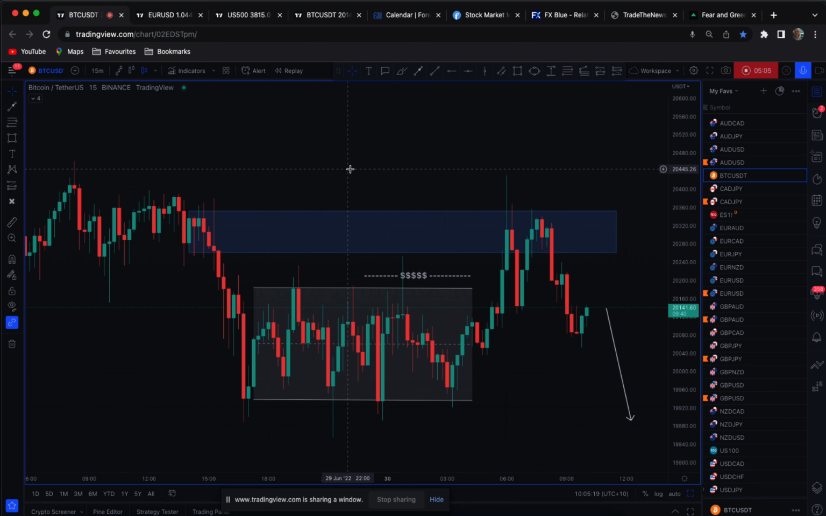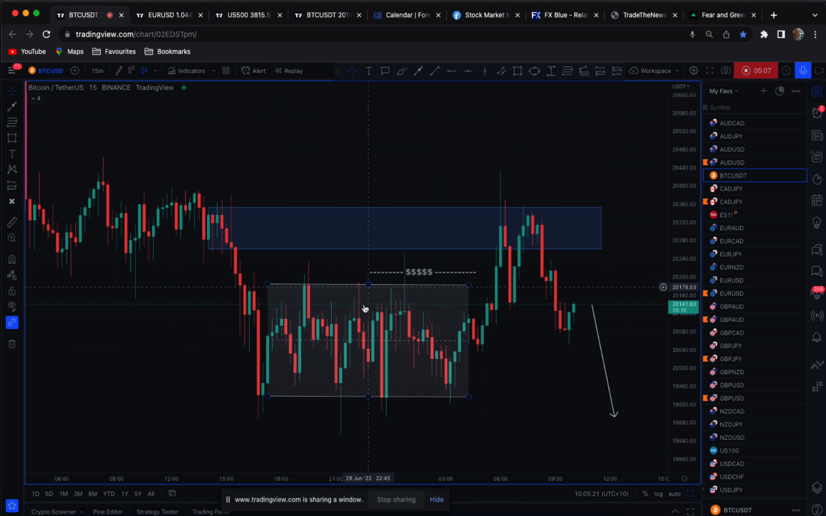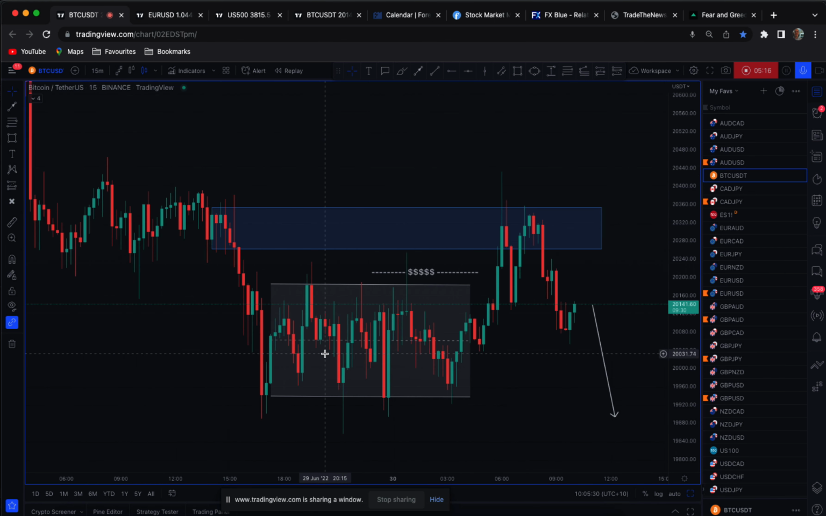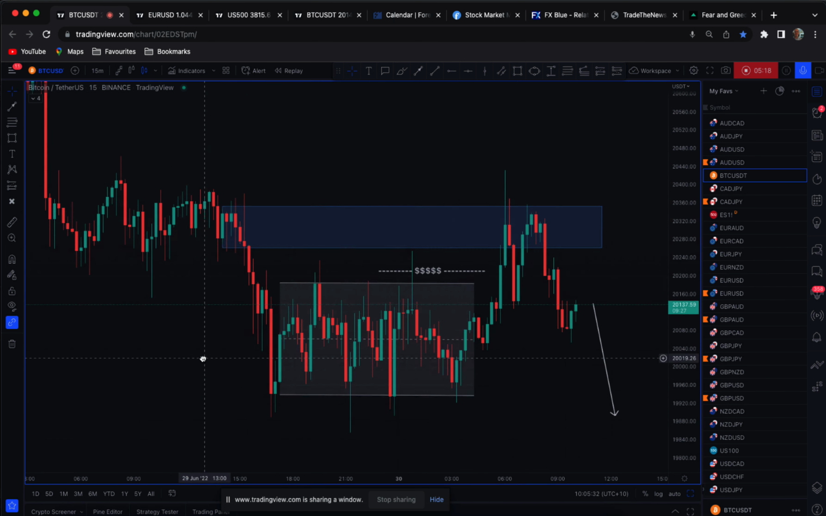But the way that I'm looking at this is this range builds liquidity big time. And there's a lot of traders invested in shorting the market, bearish at the moment on the higher time frame.